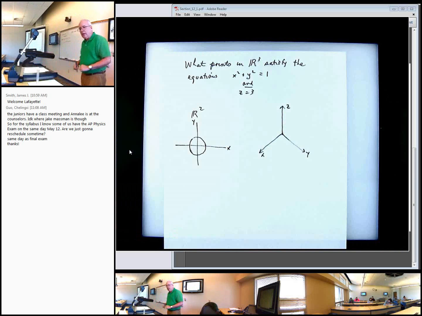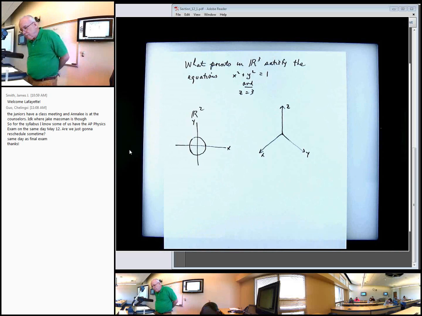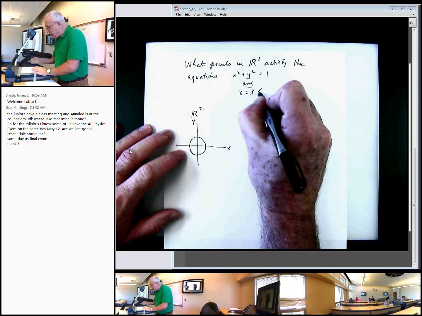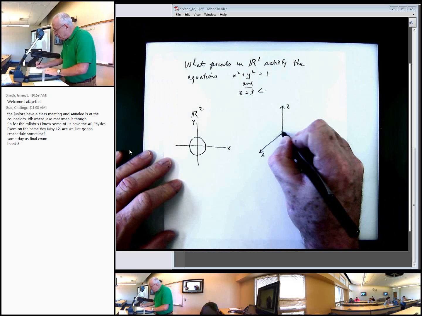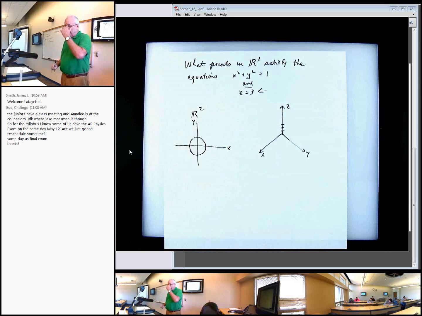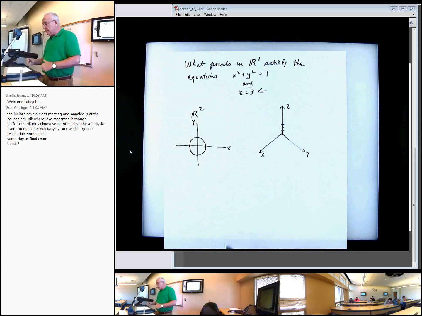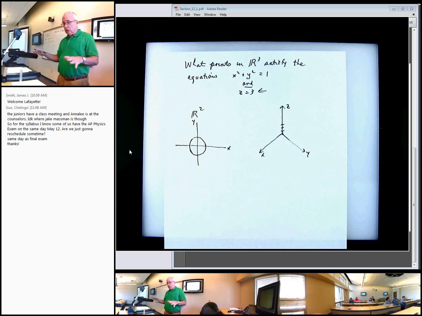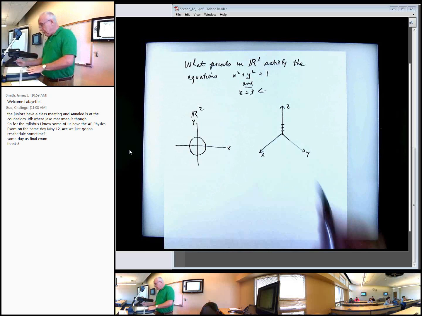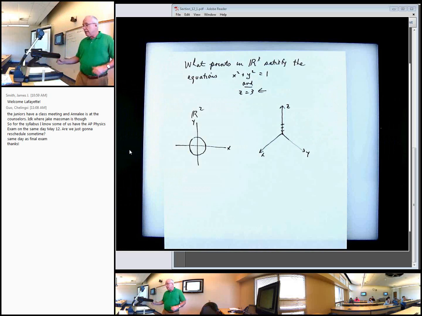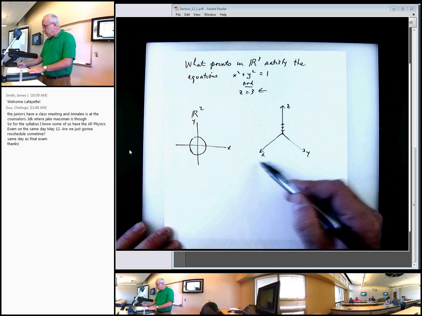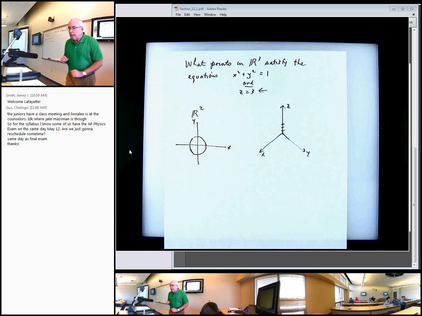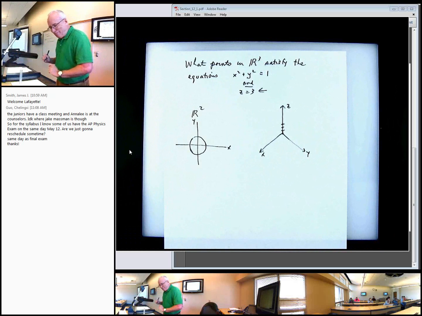And first of all, z is equal to 3. So we're going to go up 3, 1, 2, 3 in the positive direction. And this set of points is going to lie on that horizontal plane where z is equal to 3. And that's a horizontal plane that's parallel to the xy coordinate plane.